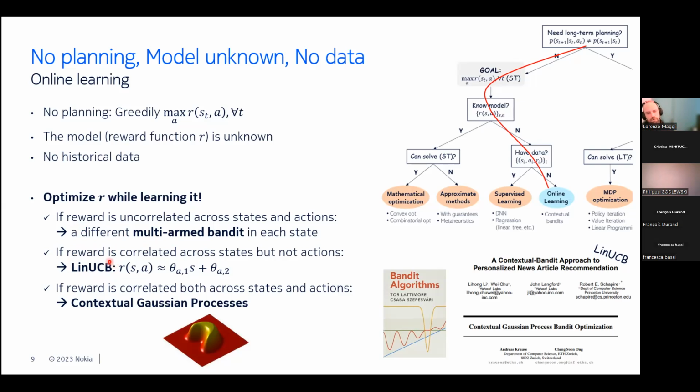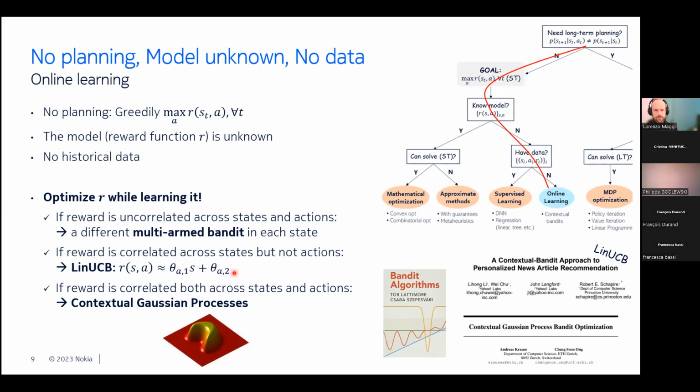Arguably, the most famous variant is this linear UCB, where you basically approximate this reward as linear in the state, and the state clearly can be multidimensional. So this is basically a vector product. And what you have to do is to estimate this theta A1 and theta A2 for each action. But this still assumes that the reward is uncorrelated across actions.